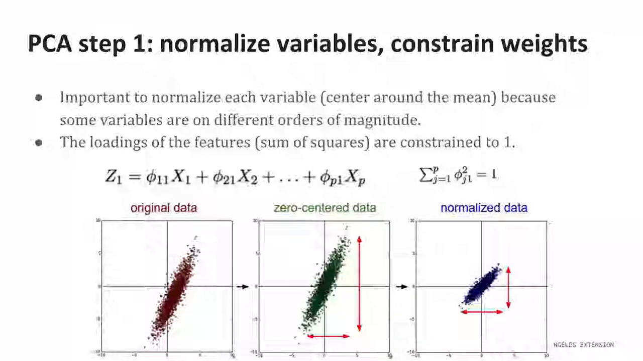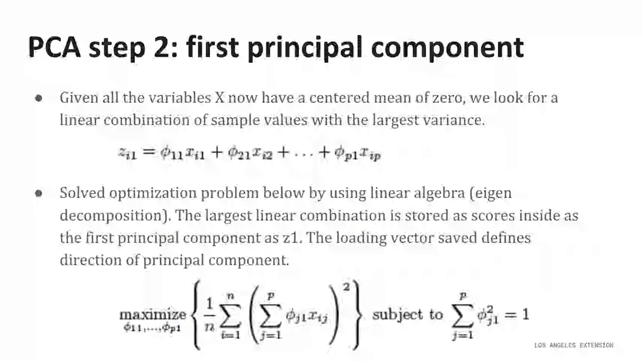The other thing we do is start to measure the loadings of the individual features, and we want to constrain those loadings so that the sum of the squares of those loadings equals 1. This is a way for us to set up step 2, where we can see which linear combination of those variables has the largest variance. And that sets up an optimization problem, which can be solved by using eigen decomposition.